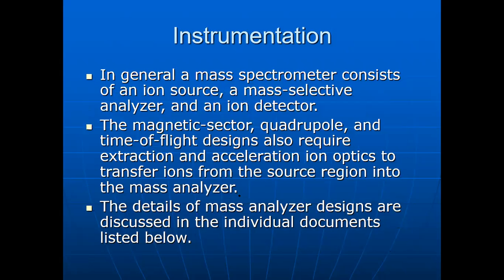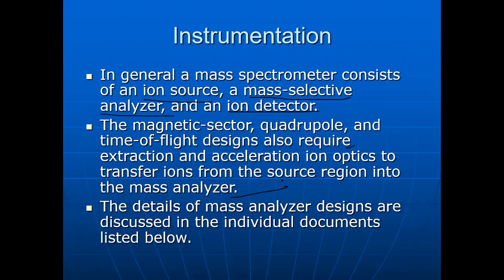Now we will see the instrumentation. In general, a mass spectrometer consists of an ion source, a mass selective analyzer, and an ion detector. So these are the three components. Magnetic sector, quadrupole and time of flight designs are also used. Extraction ion optics are required for the transfer of ions from the source region into the mass analyzer, that is, filters, etc., to pass into the mass analyzer.